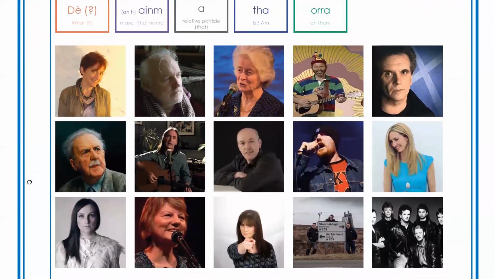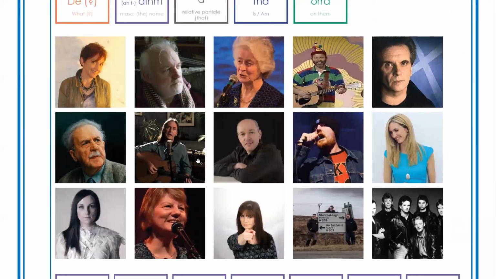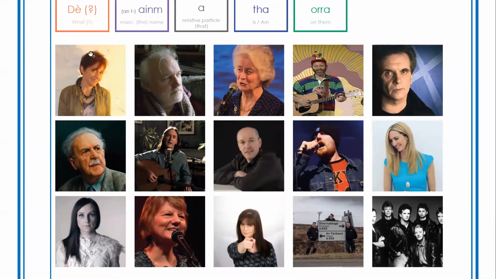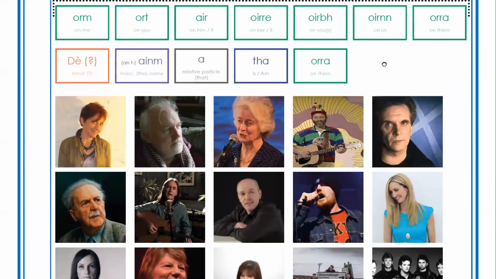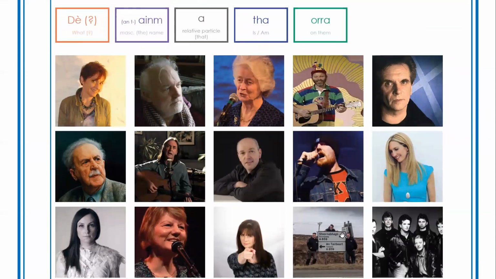So in this exercise, again, we can use this exercise in pairs in the classroom, taking turns asking "Dè an t-ainm a th'" and then use the correct prepositional pronoun. So in this instance, "orra". In this instance, "air". And if we have things like bands where there's a number of people, "orra". What are their names?